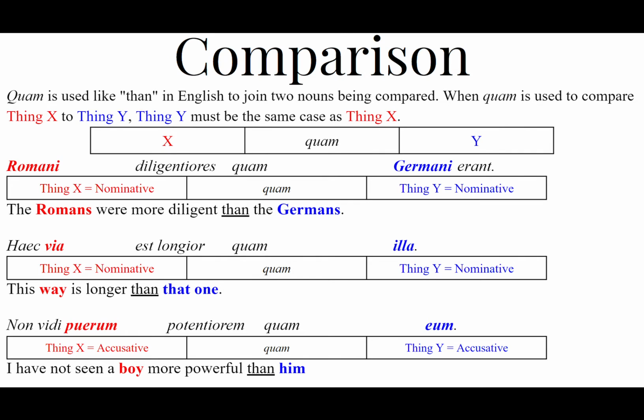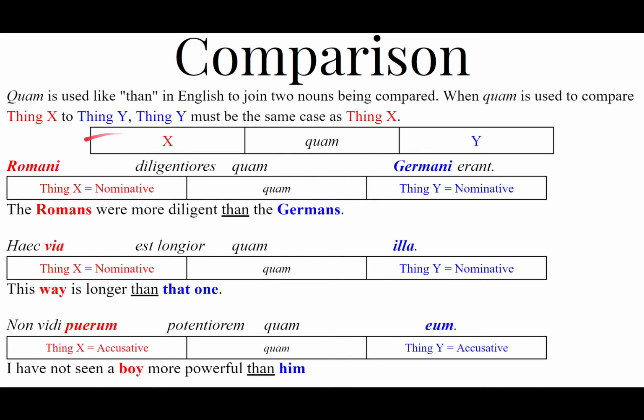So when you're comparing two nouns, you'll have a comparison. You'll have thing X and thing Y. You'll say that thing X is something, like smaller, bigger, taller, shorter, quam, than thing Y. When you do this, whatever case thing X is in, thing Y, when you use quam, must be the same case as thing X.